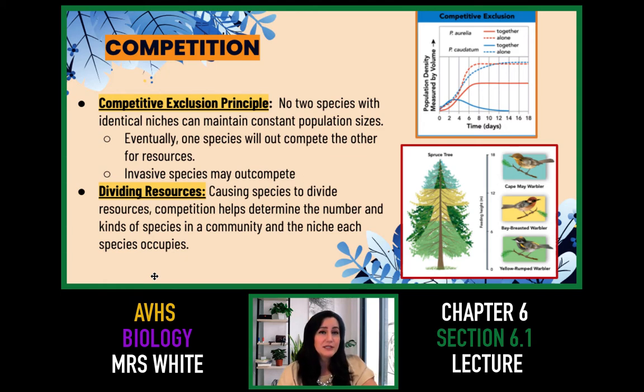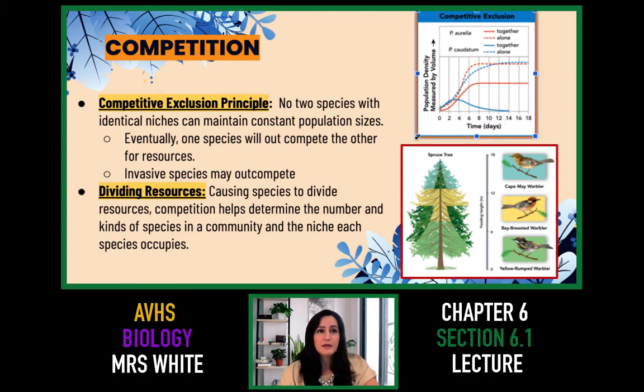We know eventually one species will outcompete the other for resources. And that means that one is going to be dramatically affected in terms of its population sizes. And this is also where invasive species may outcompete and affect the native species that live in that area, because as they're competing, invasive species may not have any natural predators. And that can then mean that they would not have a population kept in check, which is extremely important.